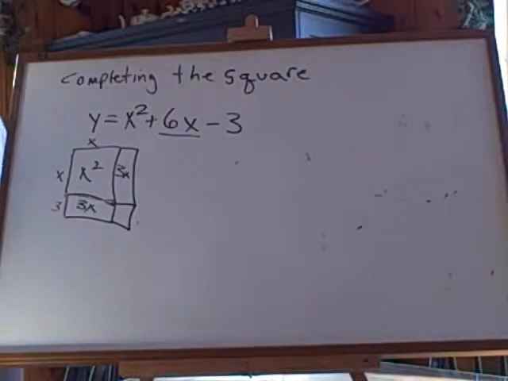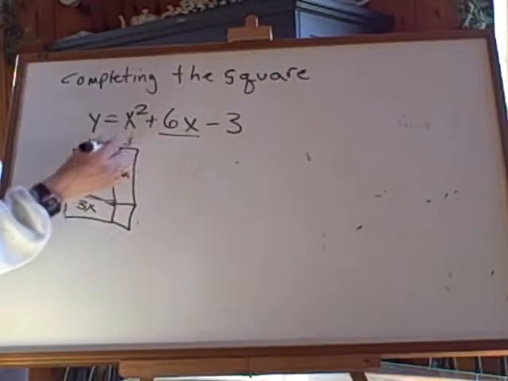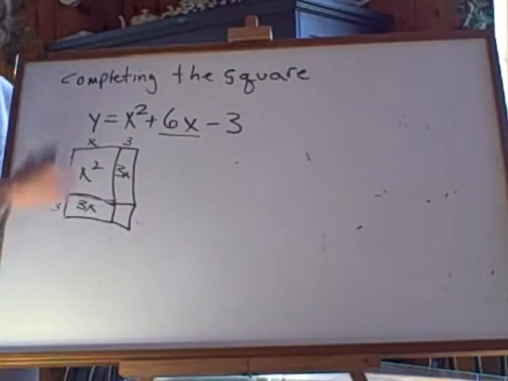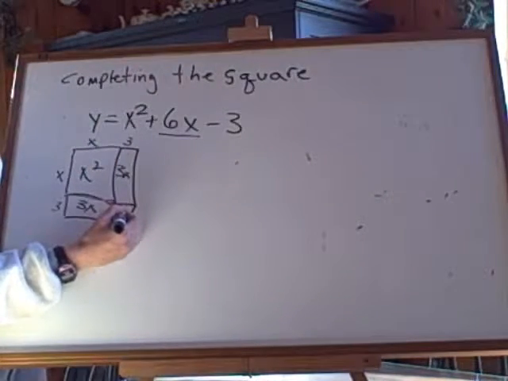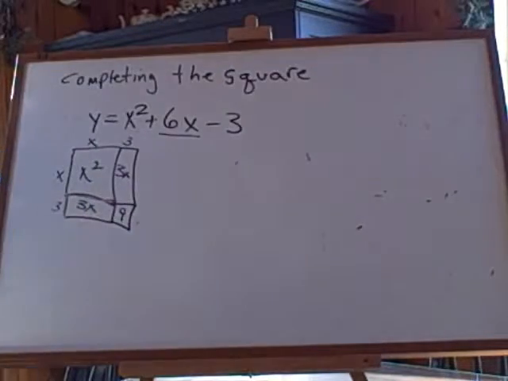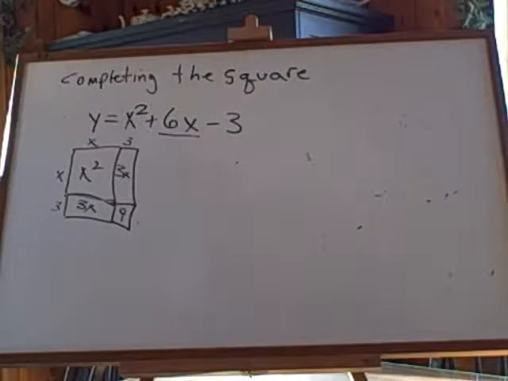Would you agree with that? And same up here, this is going to be a 3. That means this whole thing is going to be a perfect square. So what number has to go in here? A 9. All right, well, I don't have a 9, but I'm going to put in a 9.